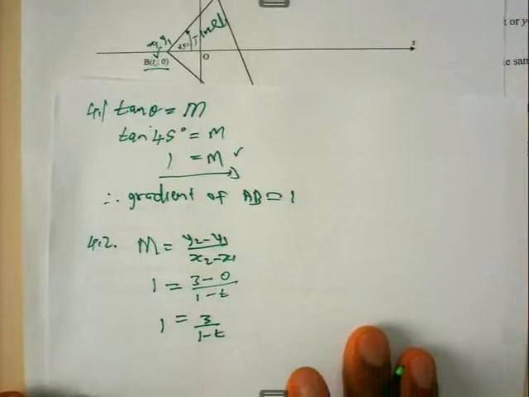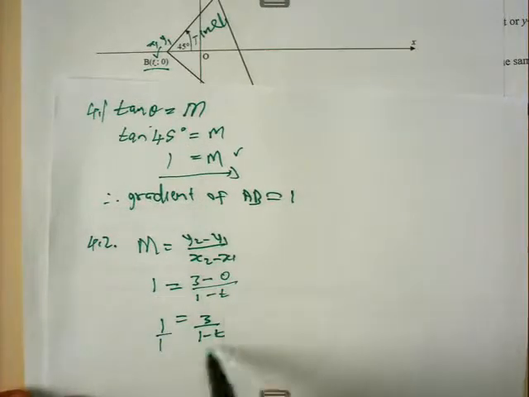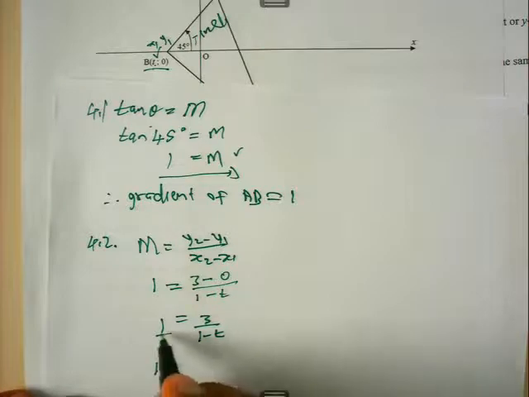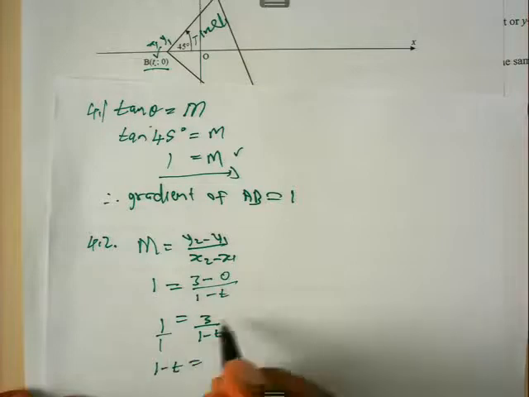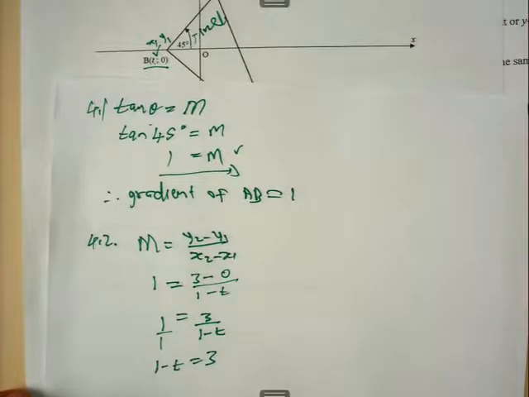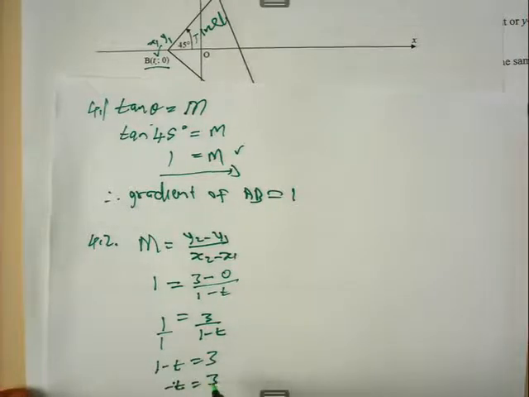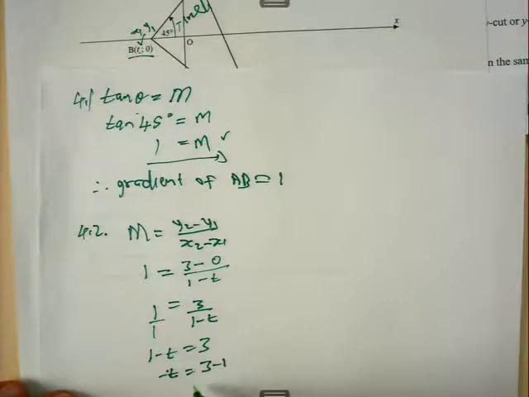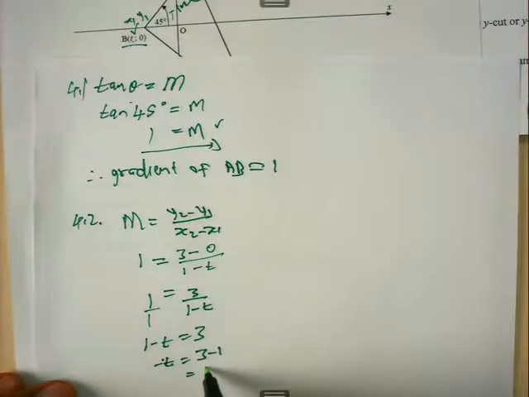Immediately after this, because we have one term on the left-hand side and one term on the right-hand side of the equal sign, we do cross multiplication. 1 minus t, we multiply by 1, everything will stay the same. 1 times 1 is 1, 1 times minus t is minus t. It's equal to 1 times 3, which is a positive 3. Now, minus t is equal to, we take 1 to the other side, that will be 3 minus 1, which is equal to 2.